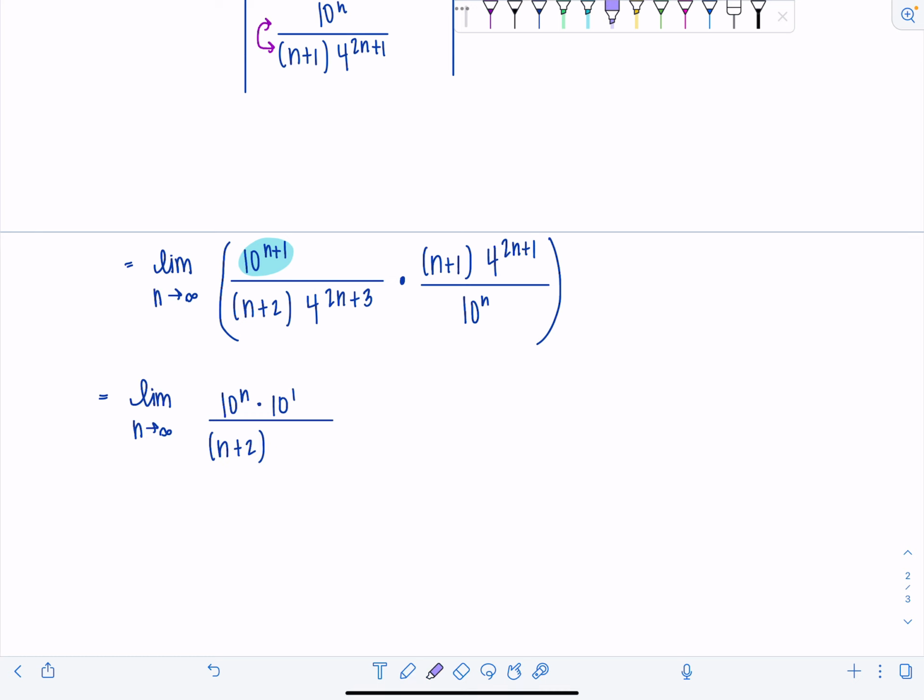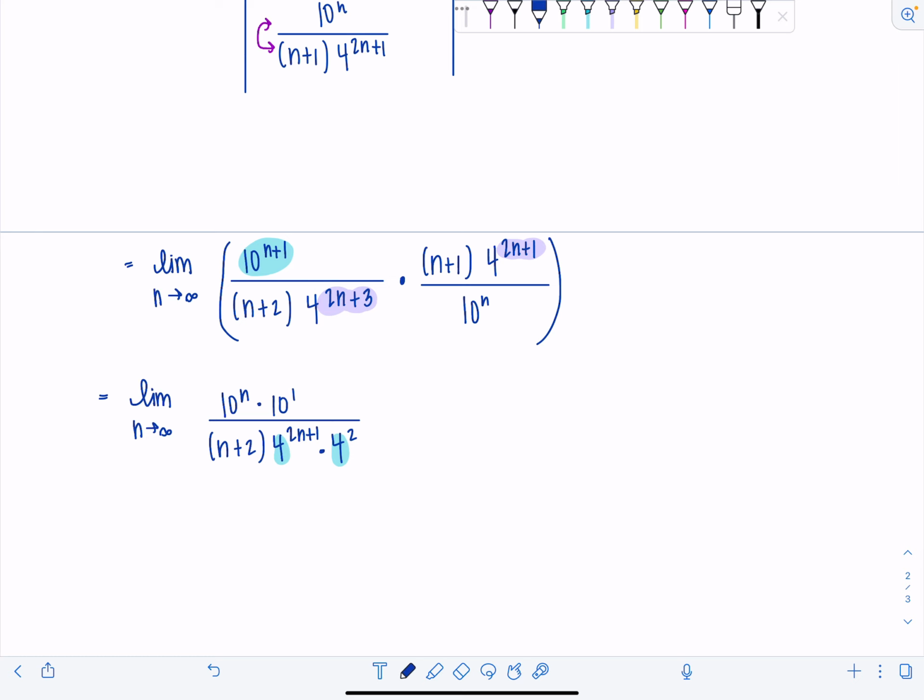I'm looking at 4 to the 2n plus 3, and I want to cancel that with 4 to the 2n plus 1. So what I can do is write that as 4 to the 2n plus 1 times 4 squared, right? Remember, when we're multiplying two terms, if the bases are the same, we add the exponents. So 2n plus 1 plus 2 would give me 2n plus 3.